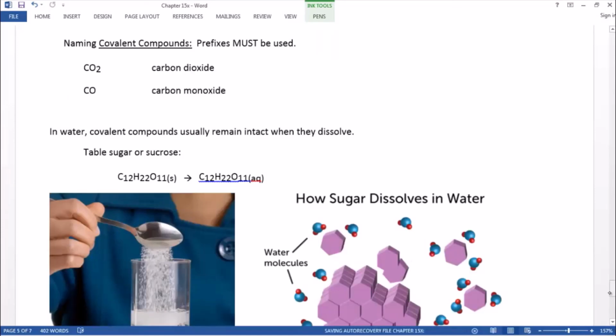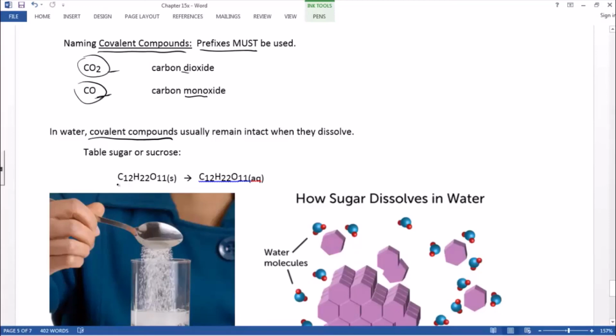Okay, let's finish off here. When you name covalent compounds, you have to use prefixes. And that's because there are sometimes more than one way to connect molecules together with different numbers of atoms. Second thing, ionic compounds are the ones that separate when they dissolve in water. Covalent compounds usually stay together.